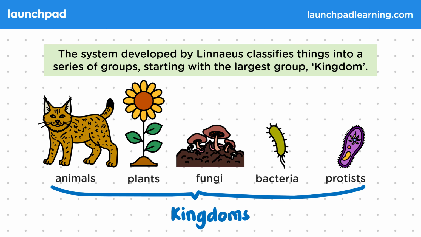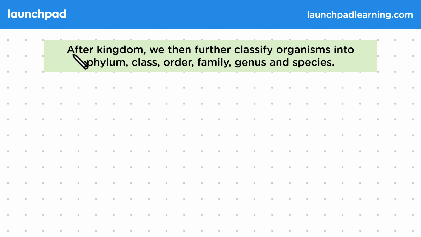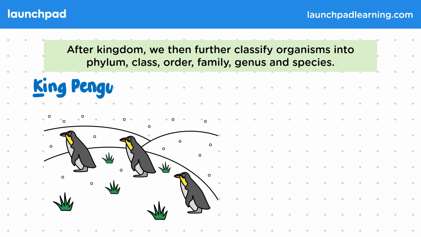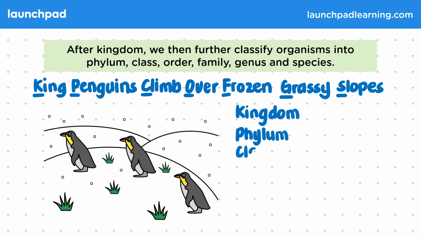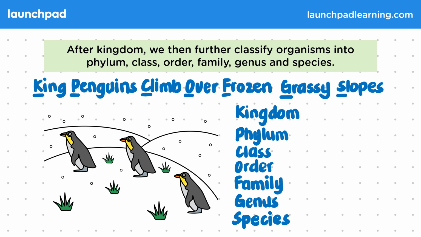What are the subsequent groups? After kingdom, we then further classify organisms into phylum, class, order, family, genus, and species. A good mnemonic to help you to remember the classification categories is king penguins climb over frozen grassy slopes. So we start with kingdom, then phylum, then class, order, family, genus, and finally, species.